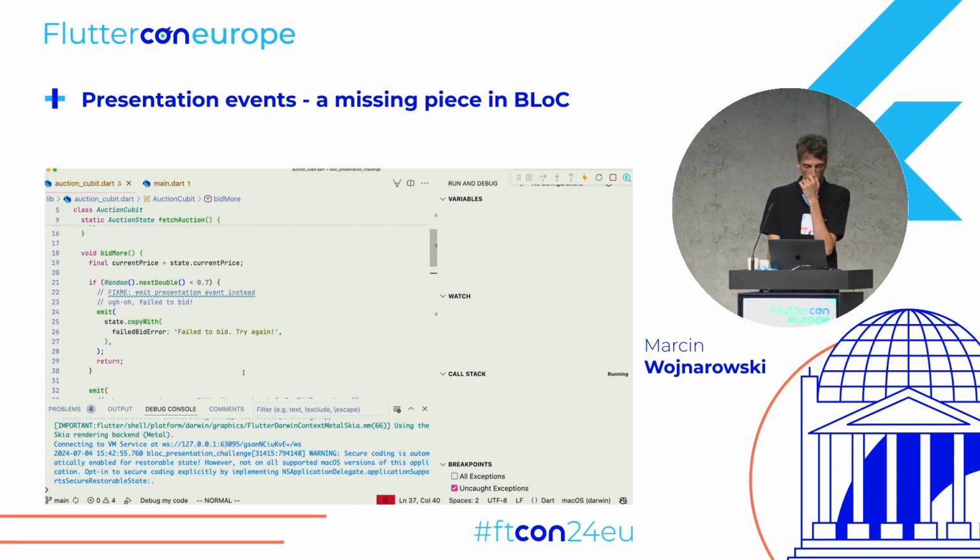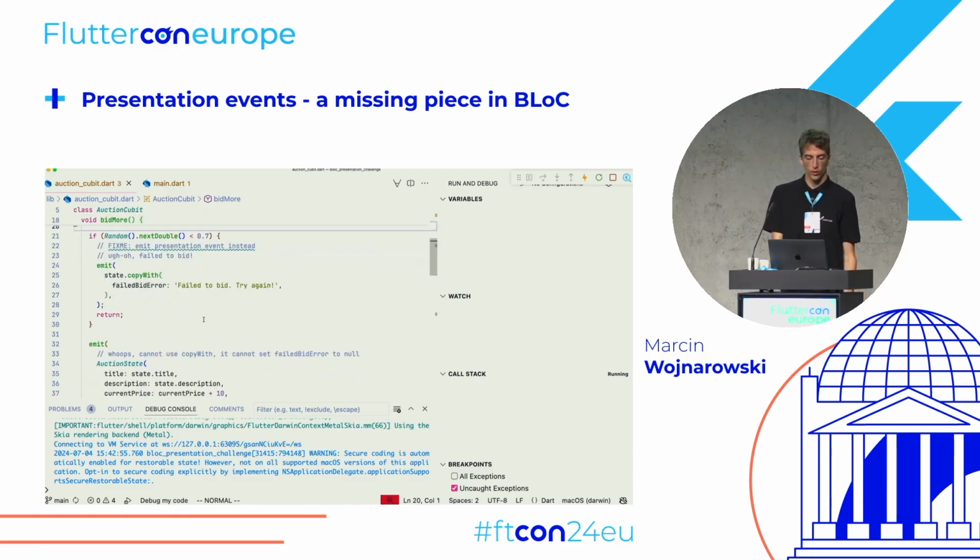And the first issue we can see here is that, let's say we have a chance of failing for whatever reason. So we would like to emit the presentation event here, because currently what we do is we emit the state. However, we copy over the failed bid error with our new message. And again, the error that is not visible is that if we emit the same state twice, it will not actually be emitted, because it will not diff as a different state. So we'll refactor that in a moment.